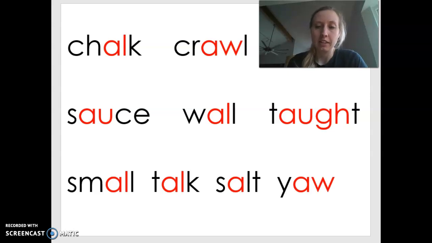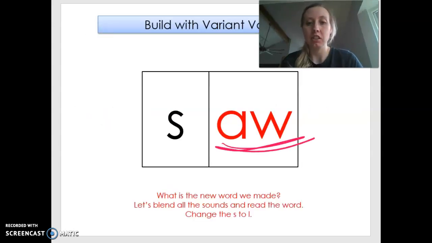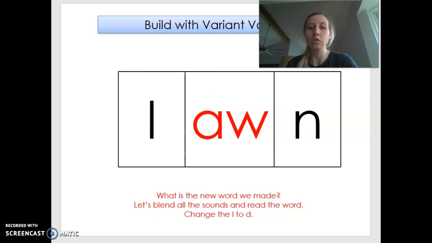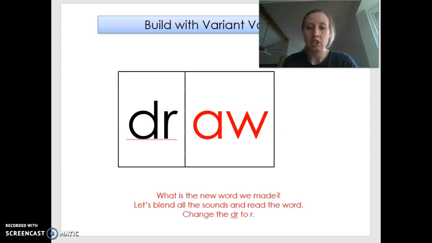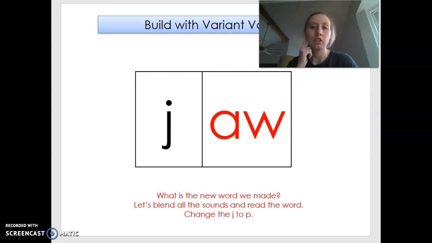Y. Blend. Yawn. Sound is ah. Yawn. Okay. 3, 2, 1. Saw. AW says ah. Change the s to l. Law. Add an n to the end. So law, n. Change the l to d. Dawn. Change the d to dr. Drawn. That means you have done it. She had drawn a picture. She drew a picture. Okay. Remove the n. Cover up the n. Draw. Change the d to r. Raw. Change the r to j. Jaw. Here's your jaw.